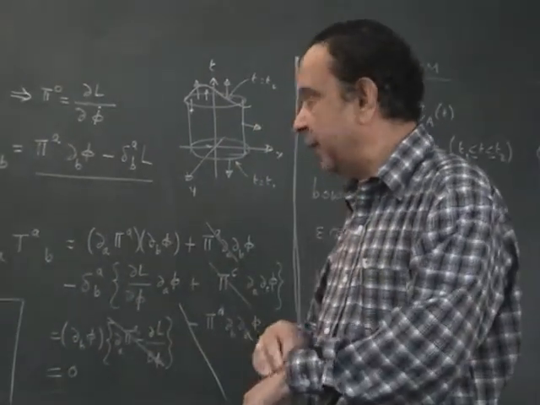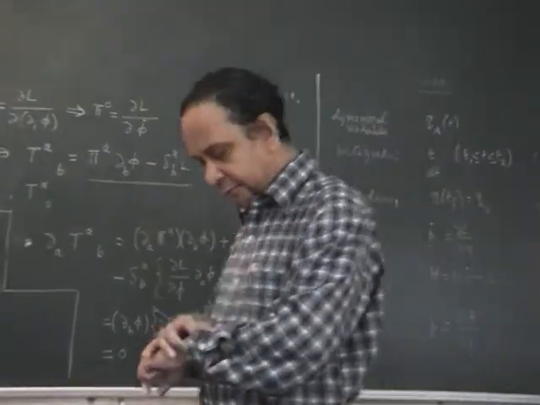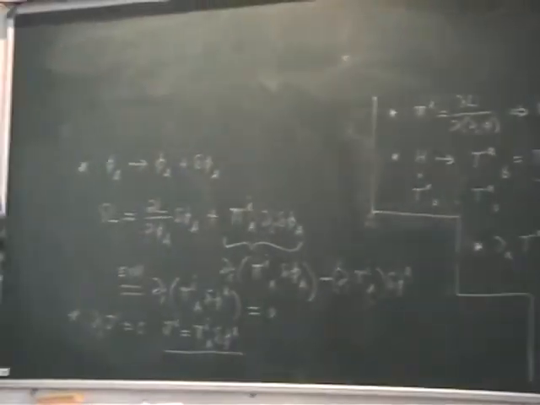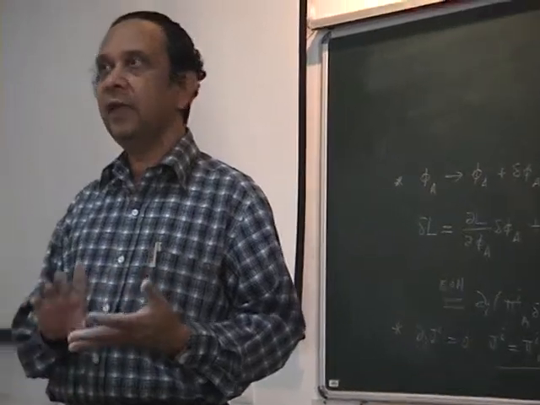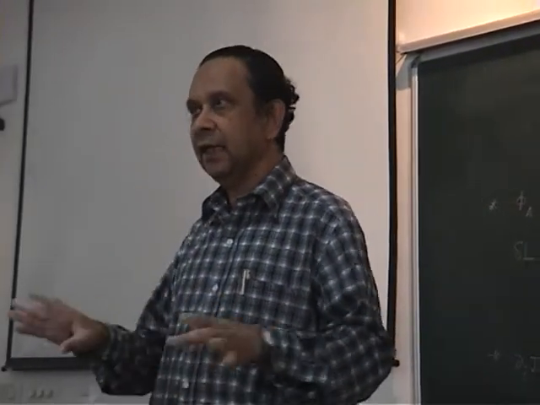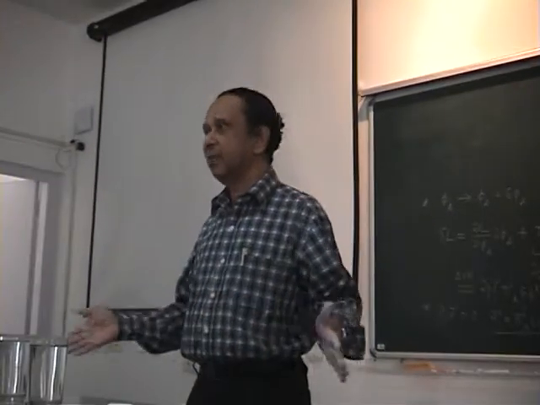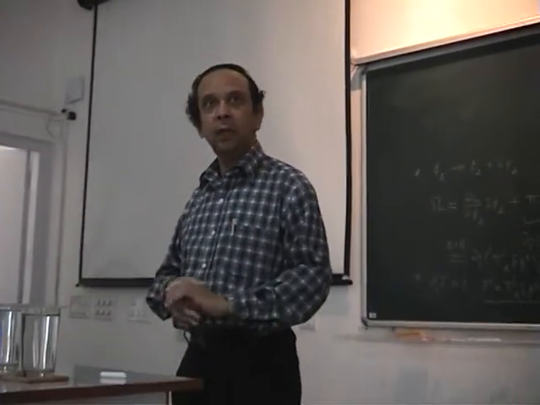I think this is a good place to stop, and next week we will start doing the examples of real scalar field, complex scalar field, and electromagnetic field at the classical level, finish it off, and then we will take up the quantization of all these fields. That is the way we will do.